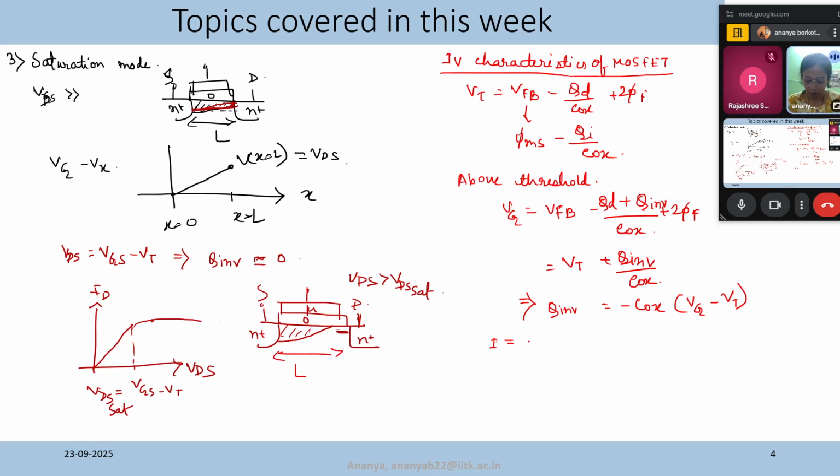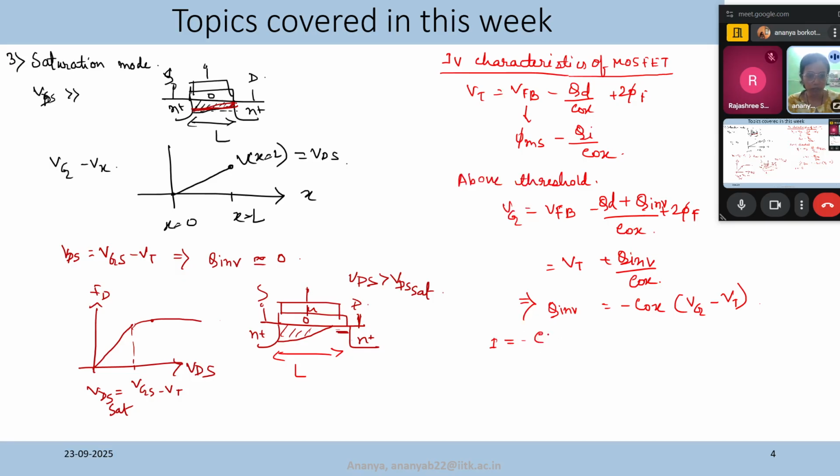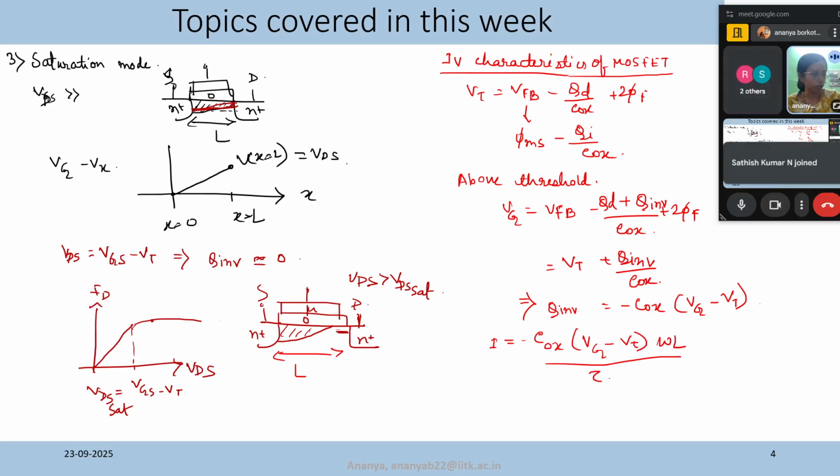So whatever our inversion charges are, the sign is not right. Let's keep it positive. We know the direction in which the current flows, so based on that we can determine the direction. The signs are not important in this case. So Vg minus Vt, the area is W into L, divided by tau. So what is tau? Tau is the time that is required for electrons to travel from source to drain. Right?